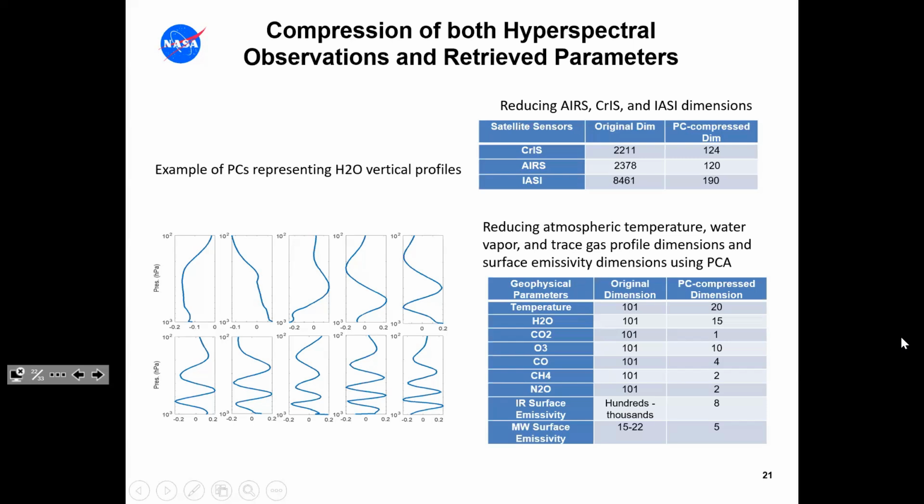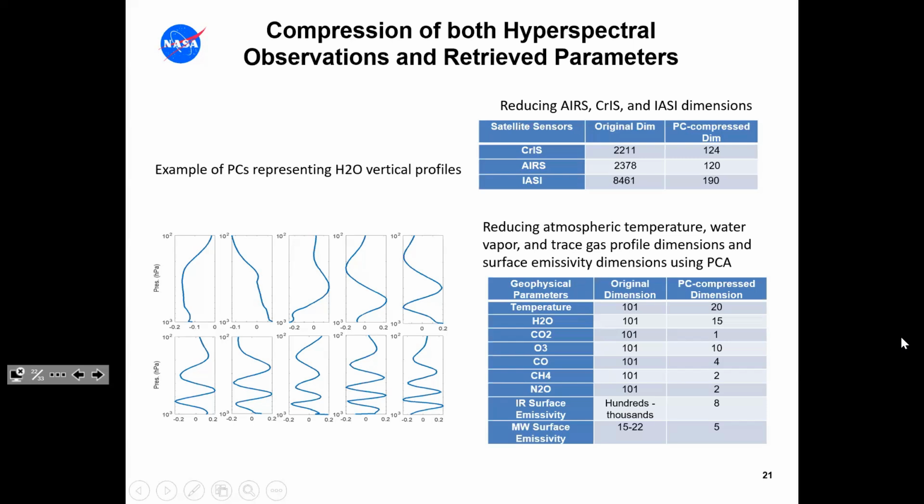Now, on the retrieval side, we retrieve a lot of properties. We have temperature at 101 levels. We have water vapor, CO2, ozone, and all those trace gases at 101 levels. Then we have surface emissivity at a lot of wavelengths, in this case a few hundred. And then we have cloud properties. If you lump all this together, the state vector, the retrieved parameters, will be over 1,000. And this is a tremendously ill-conditioned inversion problem. We cannot do that, and computationally it's not efficient either.